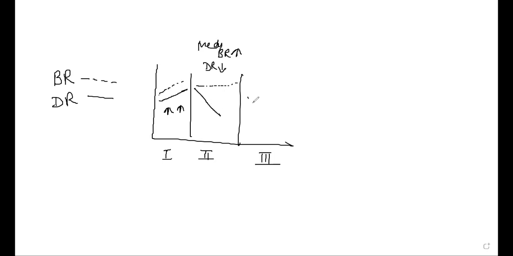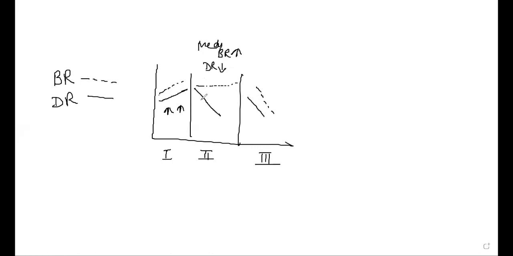Coming to third stage, both birth rate and death rate came down. Why? Because now people are aware of family planning. Now people know various ways to control population. Plus, coming to death rate, now more medical facilities are there. So now there are high chances. The life expectancy is very much high, right?